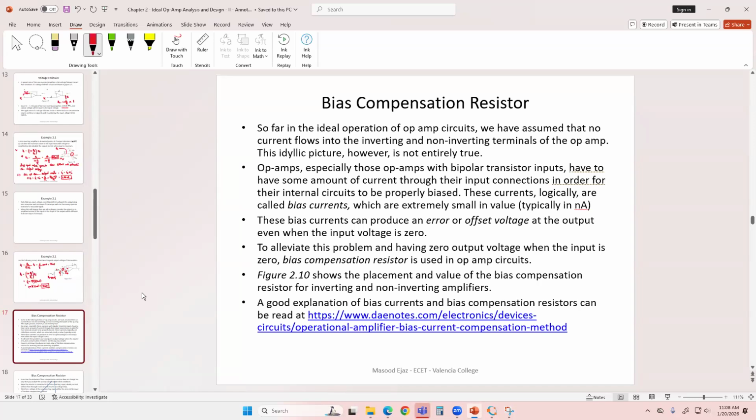To take care of that problem, we use a resistor which is called the bias compensation resistor. There's a long discussion of that, and I put the link over here. It's a really good discussion, and you can look at that. But in general, this is the summary of why there can be a small output voltage even if there is no input voltage, and how you can take care of that.